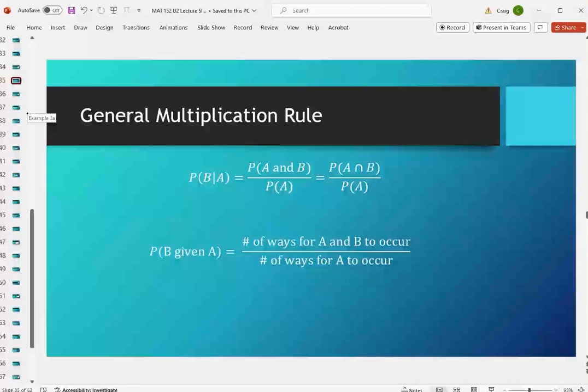Right? So the probability of B given A, remember B and A are your probability events. And notice that we can determine those probabilities just by figuring out the number of ways for A and B to occur and the number of ways for A to occur. How do we figure out the number of ways that things occur? We count. And that's what we're going to get to in the next section.